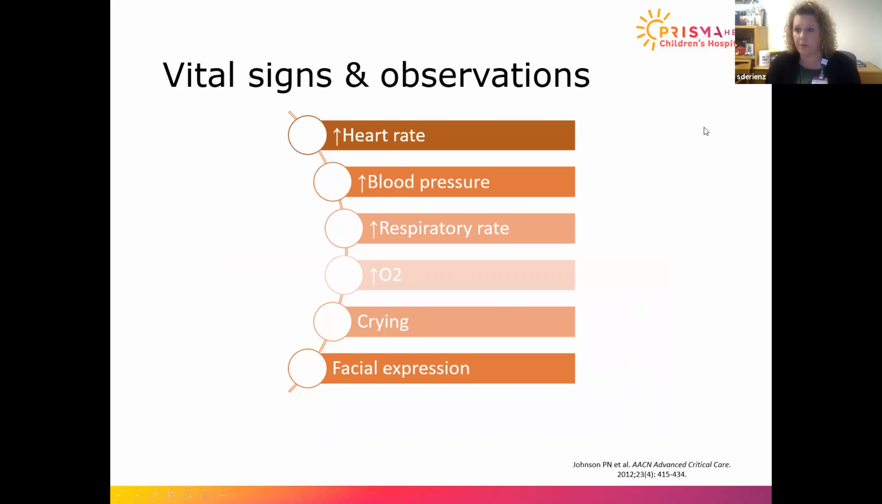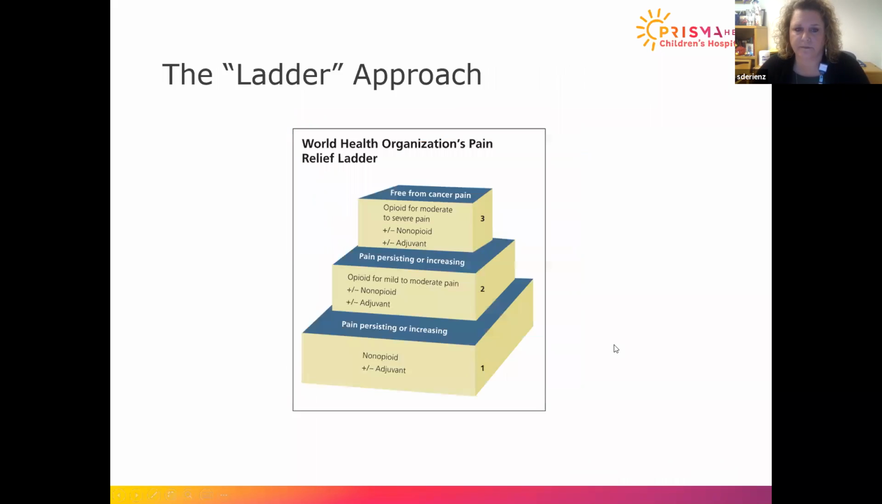So again, some other important points about pain management and assessment is looking at vital signs and just observing the patient, of course. We do know that you can have increased heart rate, blood pressure, and respiratory rate, and also increased O2 requirements. Also, obviously if the child is crying, that's a clear sign that they must be having some issues or having pain, and then their facial expressions, or just some general observations that you can look at.